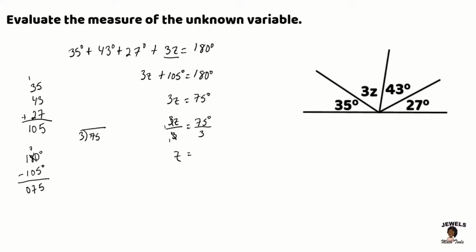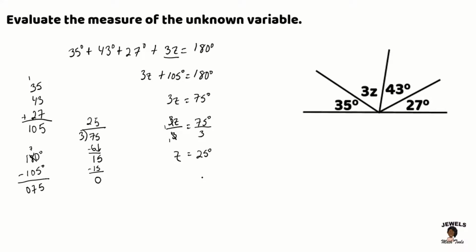So my 3 goes into my 7 twice. 2 times 3 will give us 6. 7 subtract 6 leaves us with 1. We're going to bring down our 5, changing 1 into 15. 3 goes into 15 5 times. 5 times 3 is 15. And 15 subtract 15 will leave us with 0. So we found that our z is equal to 25 degrees.